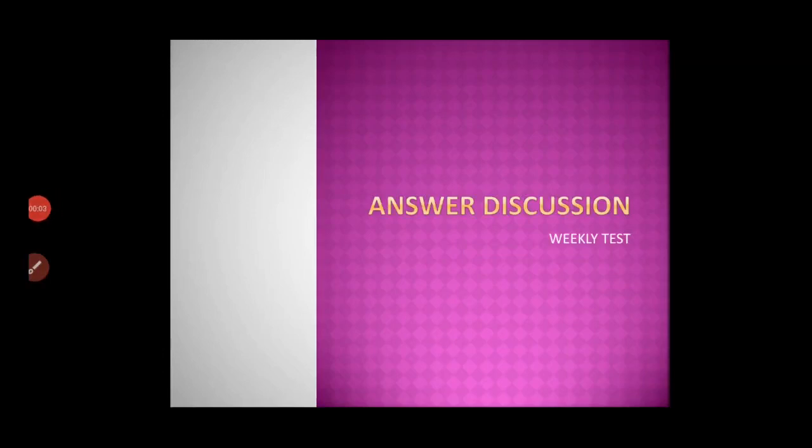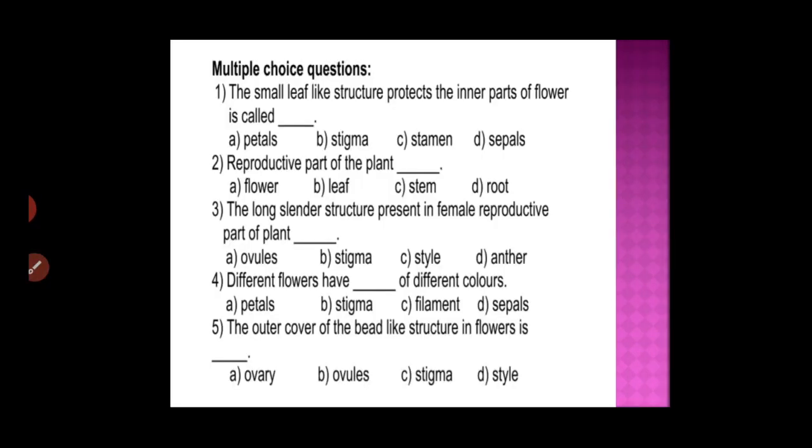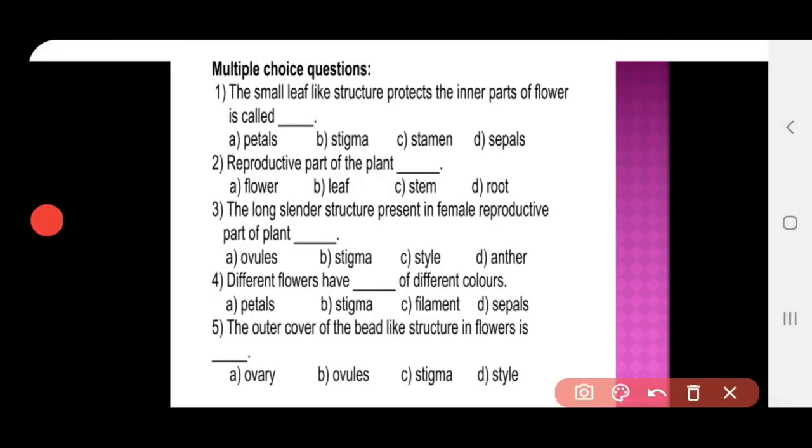Today we are going to discuss the answers for your weekly test number 3 and 4. So the first is a multiple choice question. The first question: the small leaf-like structure that protects the inner part of a flower is called a dash. The options are petals, stigma, stamen, sepal. So they have given that it is a leaf-like structure. It is sepals. Option D is the right answer.